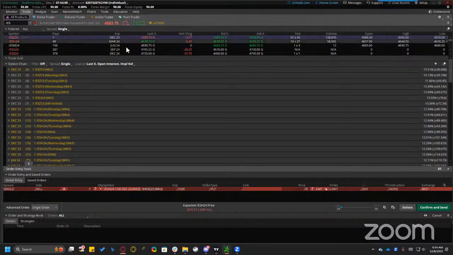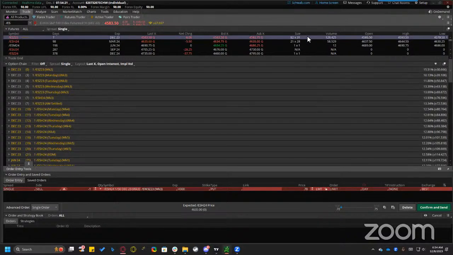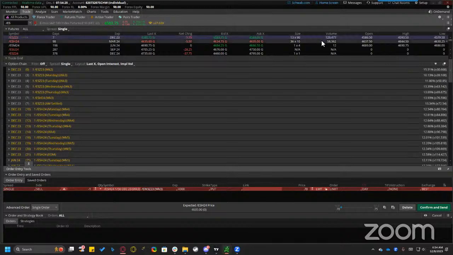What I do is look at the volume between the current contract and the next contract out. And when the volume is greater on the next contract, I roll. Right now, the front contract has 129,500 versus 58,000. So don't need to roll today, but very likely by Monday, you're going to want to roll.